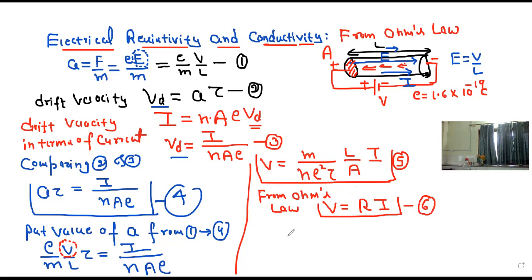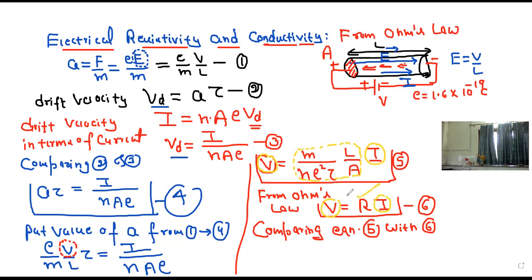Now comparing equation 5 with 6, we observe that V is there in equation number 5, V is there in equation number 6, I is there in equation number 5, and I is there in equation number 6. Now what is this intermediate term? These intermediate terms can be compared with R.